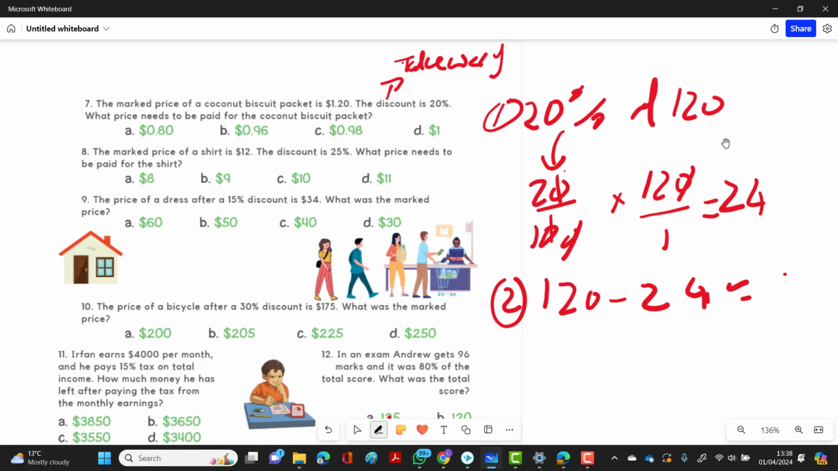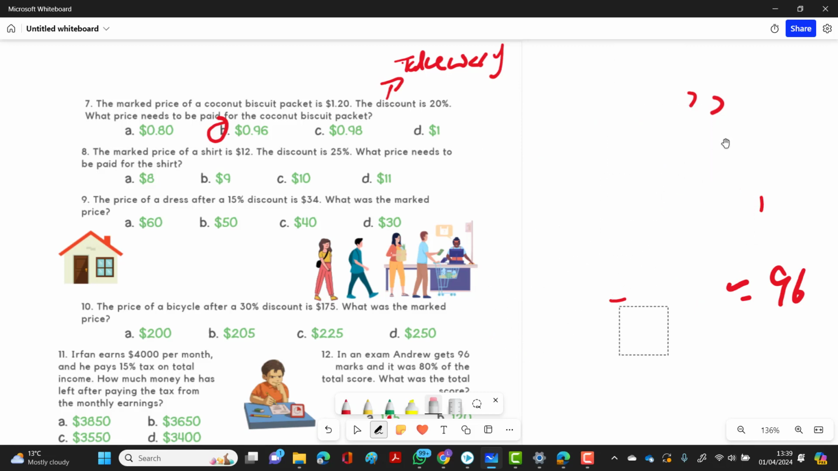That equals 0.96, which is B. Great, let's write this out. So remember, discount means take away or percentage decrease, and tax means percentage increase. The VAT, value added tax, that's an increase.